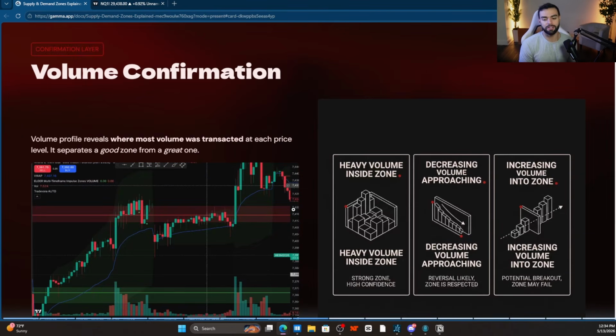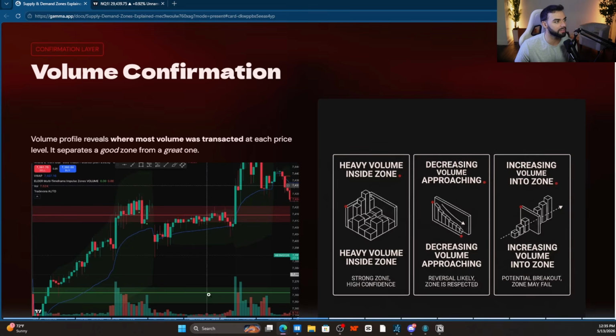The next thing is the confirmation layer, and I use volume heavy for this. So for example, the volume profile is going to reveal where most of the volume was transacted at each specific price level. It separates a good zone, right, from a great one. Now, if there's heavy volume inside the zone as we're forming, as we're getting back into it, it's a strong zone confidence.